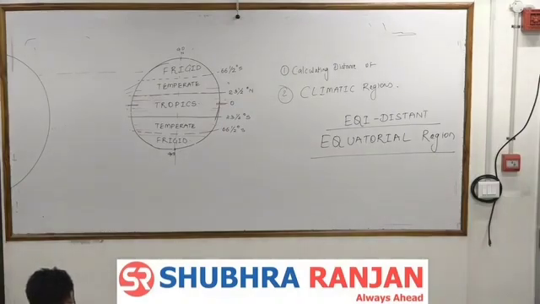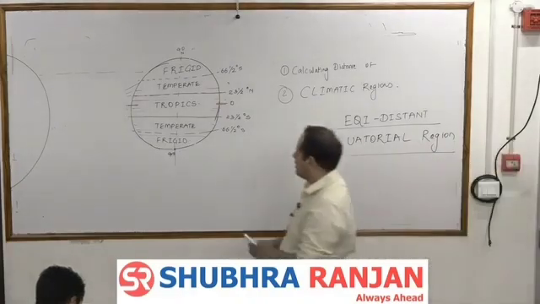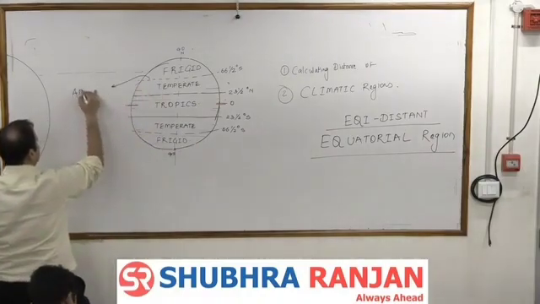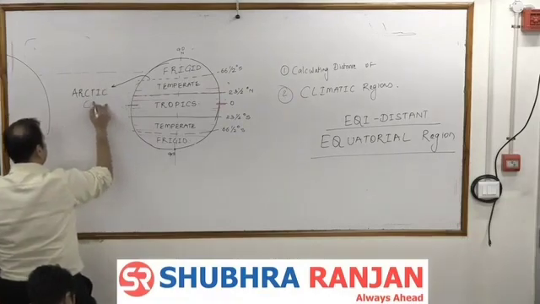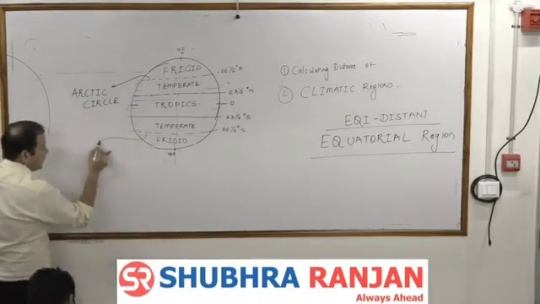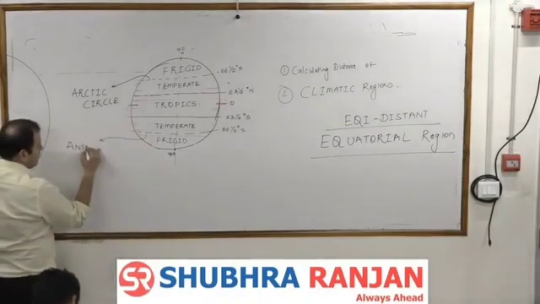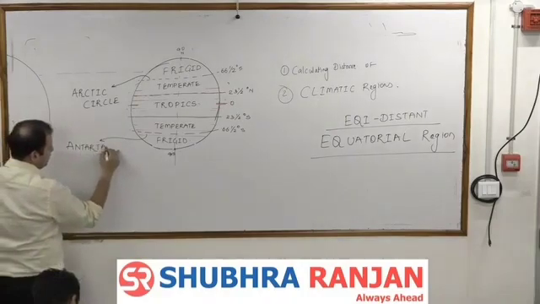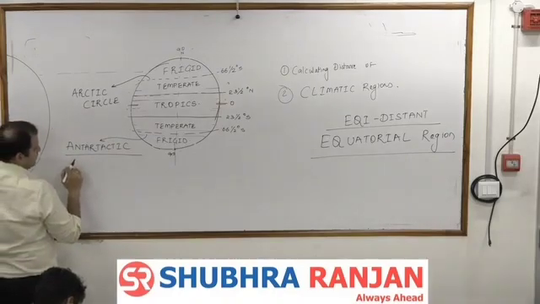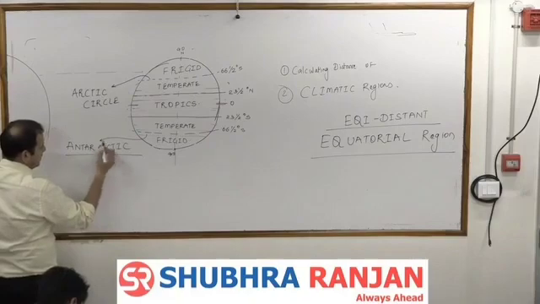Third, what is after the tropics? 66.5 degree north is known as, which circle? It is known as Arctic Circle. While 66.5 degrees south is known as Antarctic Circle.